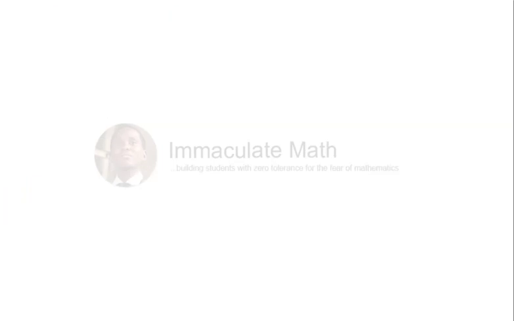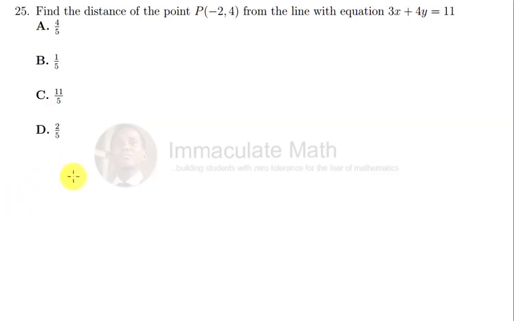Next question. In this question, they said calculate the distance of the point P of minus 2 comma 4 from the line with the equation 3x plus 4y equals 11. Okay, so they ask us to calculate the distance of a point from a line.